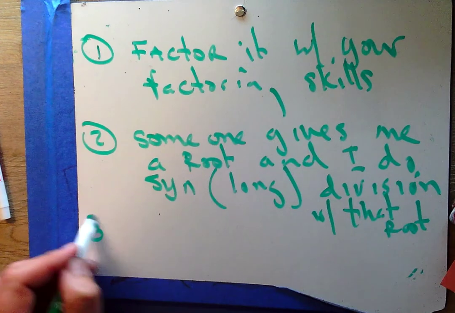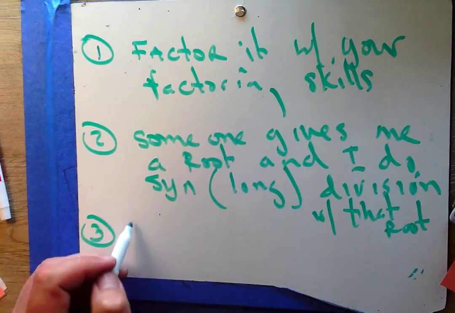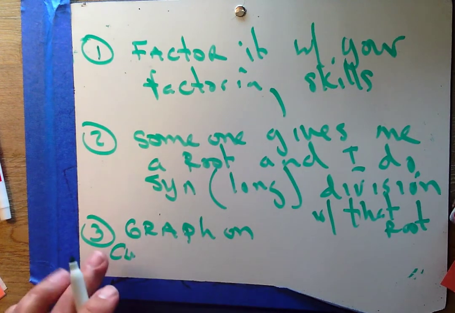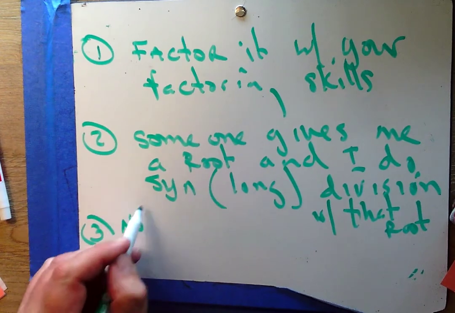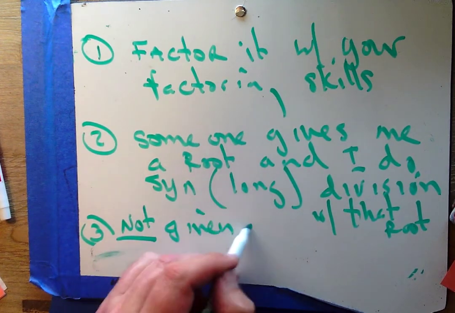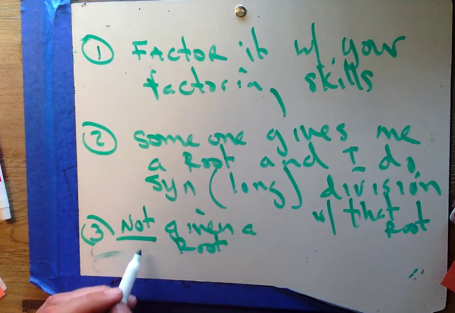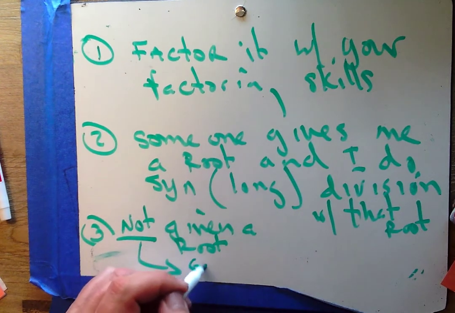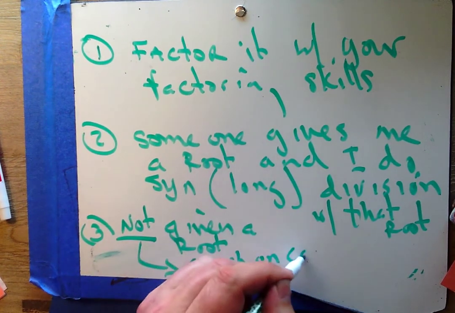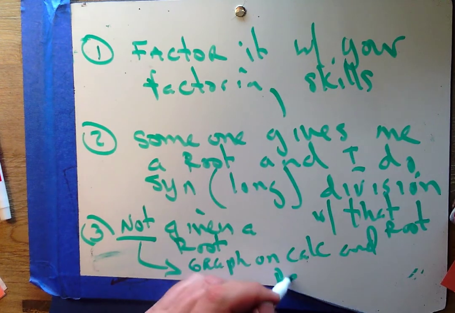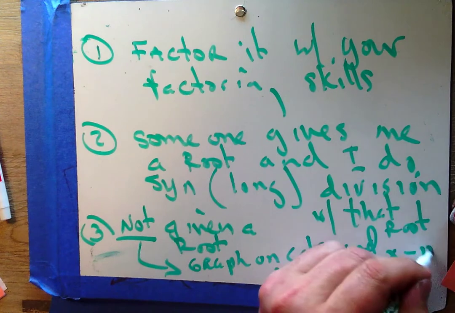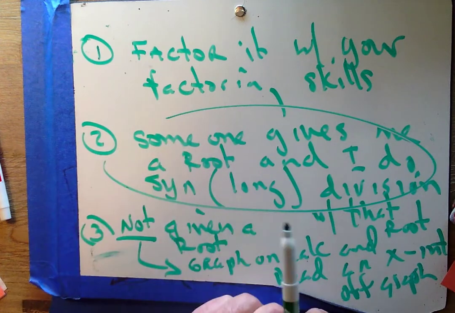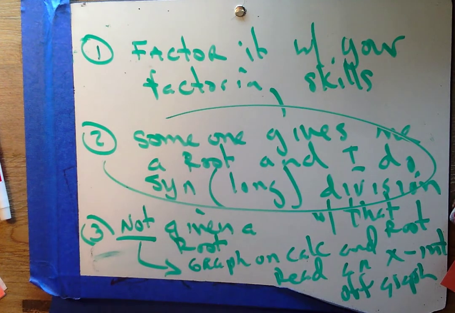And then what did we just talk about? The 21st century approach, graph on calculator. Oh, let's be explicit here. Not given a root. And when we're not given a root and we can't factor it, then I do want you to graph on the calculator and read an x-intercept off the graph so that then you can do that long or synthetic division. Okay? All right.